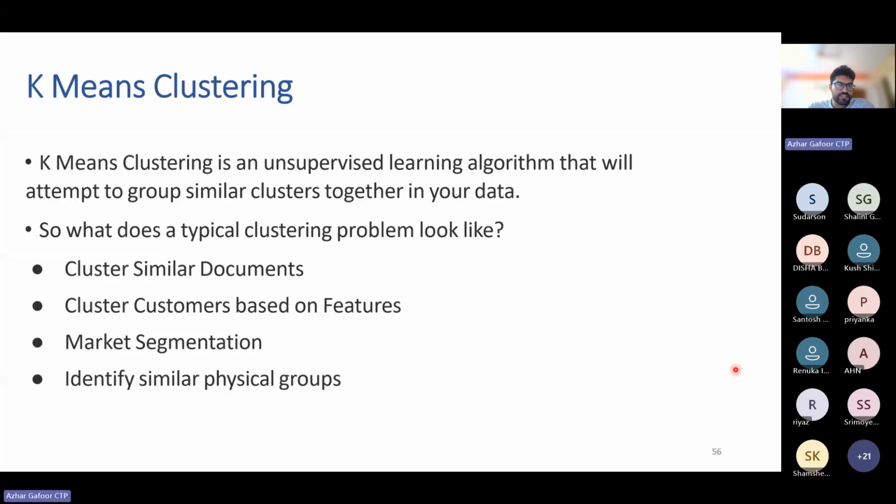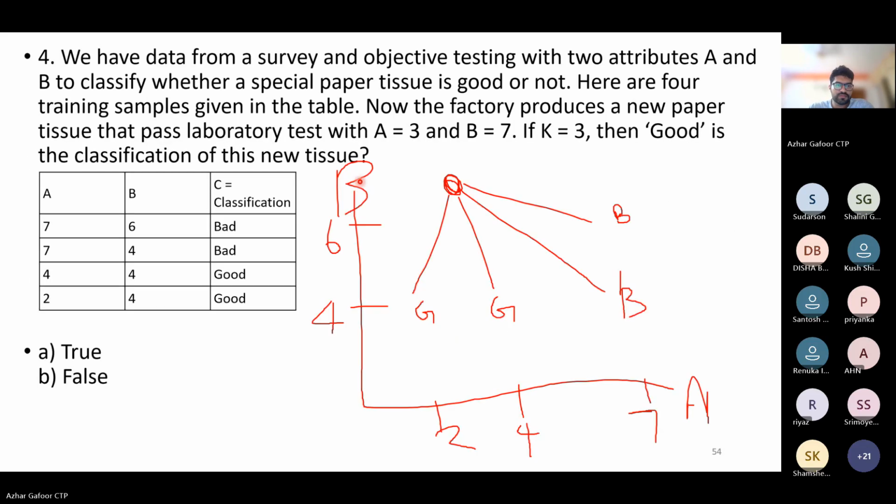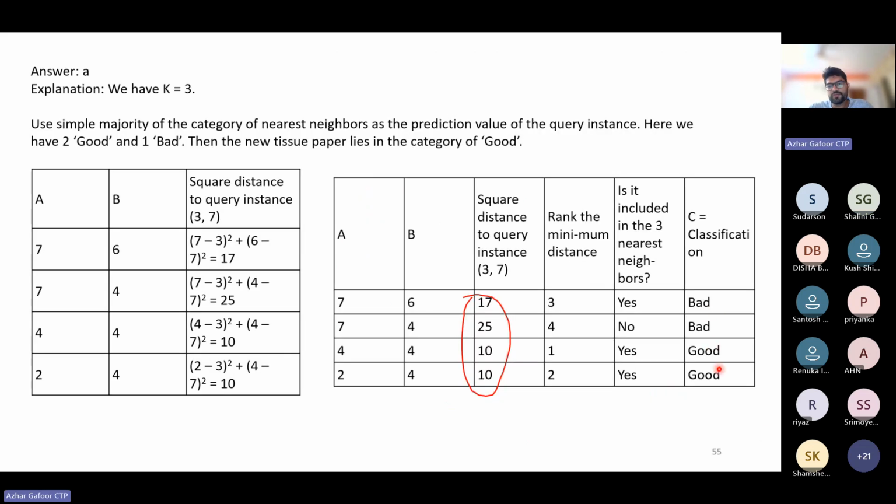Now we'll see briefly k-means clustering. What was the answer of the previous MCQ then? Is the answer true or false? It's true. The majority is good, right? So two good and 1 bad. Yeah, thank you.